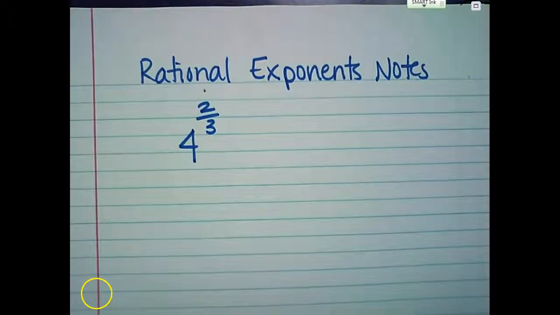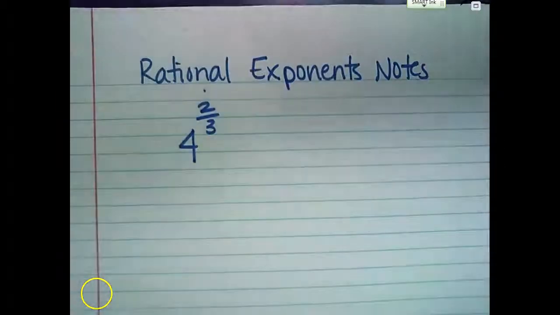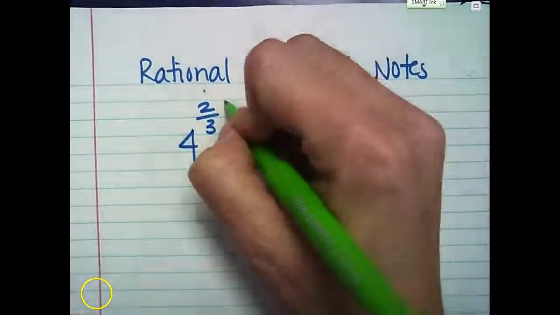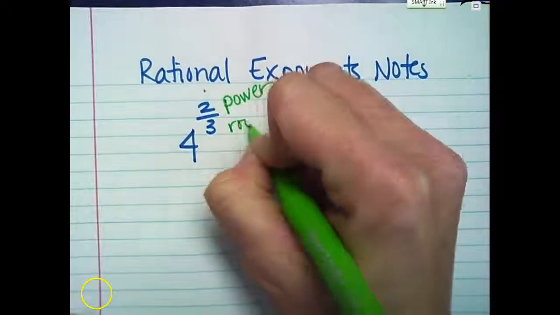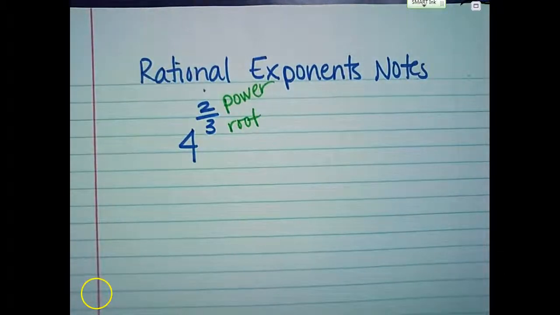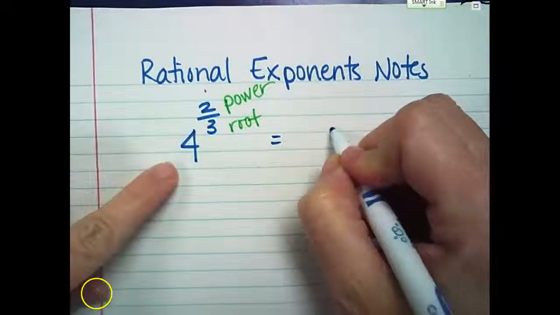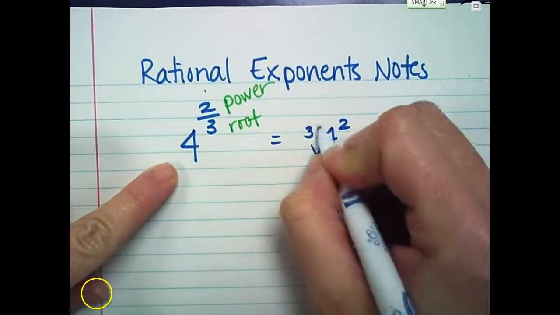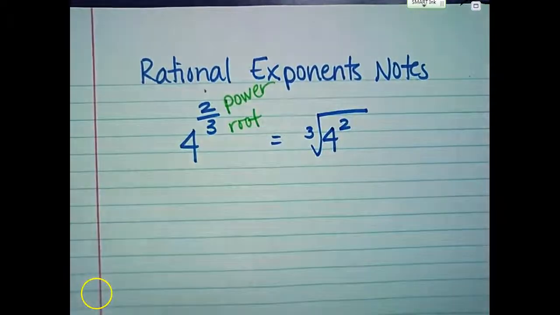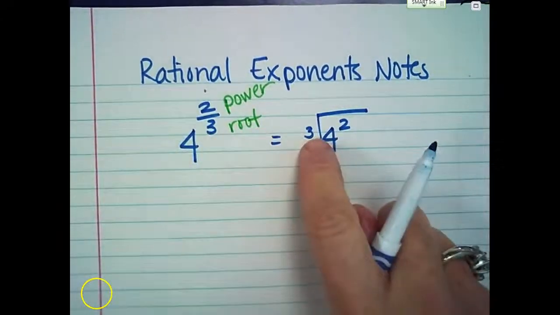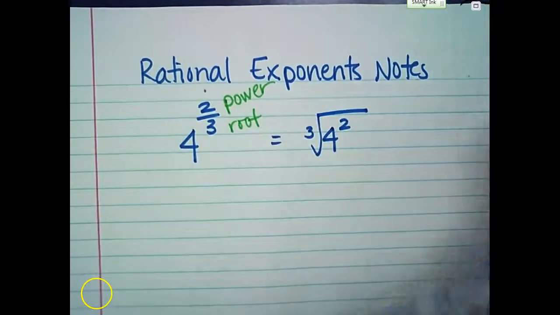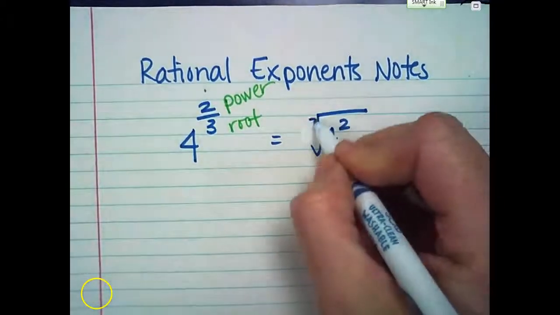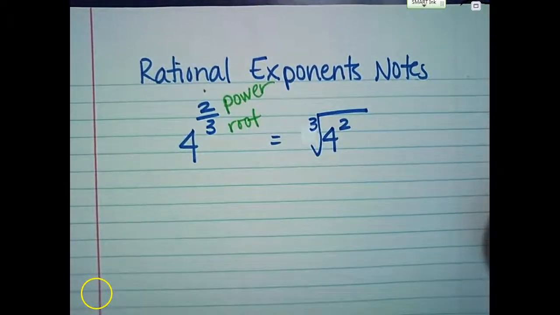is there's a little shortcut called power over root. So the 2 is actually the power, and the 3 is the root. So this is the power, and this is your root. When you write the number out, you're actually going to say 4 to the second power, and I want the cube root of that. Power over root. The 3 is the root, see? And the 2 is the power. Okay, so power over root.